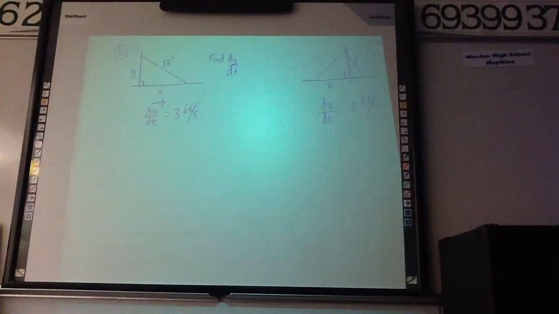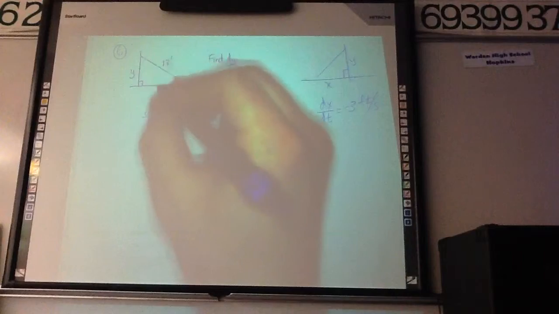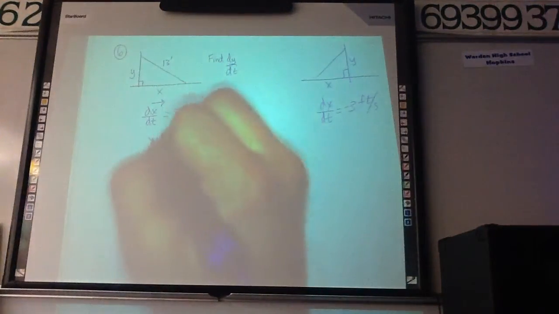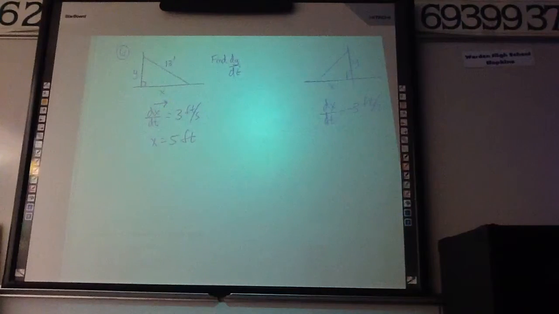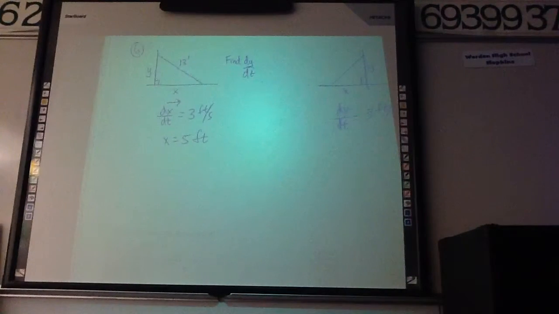How fast is it sliding down the wall when the bottom of the ladder is 5 feet from the wall? So what does that tell me? That when x is 5. It's asking how fast you are going when x is 5. So usually you have to write an equation that's going to relate the things you got going on here.